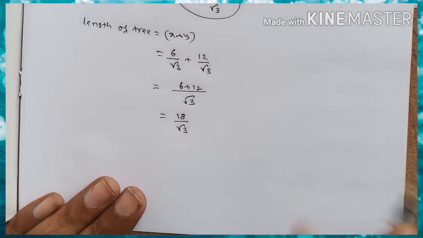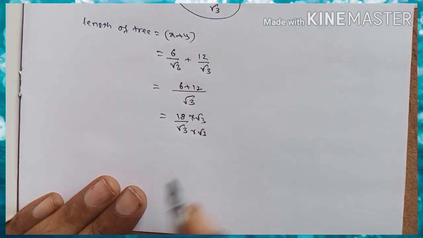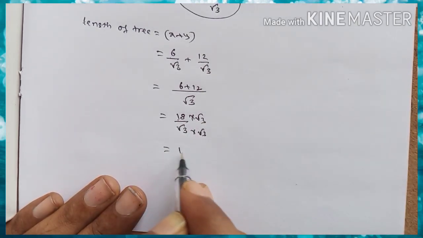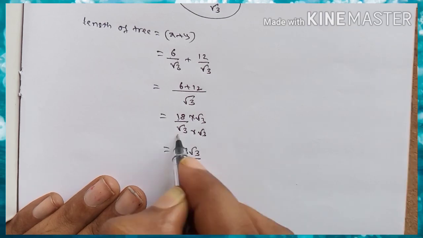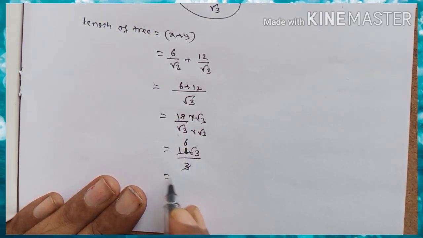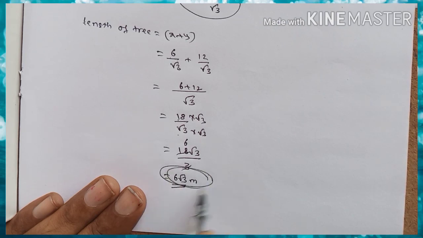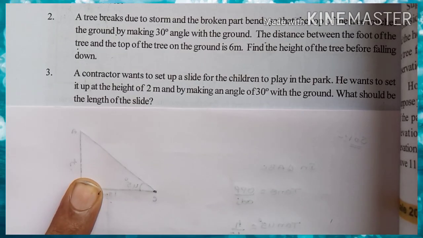Apply rationalization. Here is root 3, so we multiply with root 3 on top and bottom. 18 into root 3 is 18 root 3 by root 3 into root 3, which is 3. 3 sixes are 18, so the value is equal to 6 root 3 meters. Therefore, the height of the tree before falling down is 6 root 3 meters.